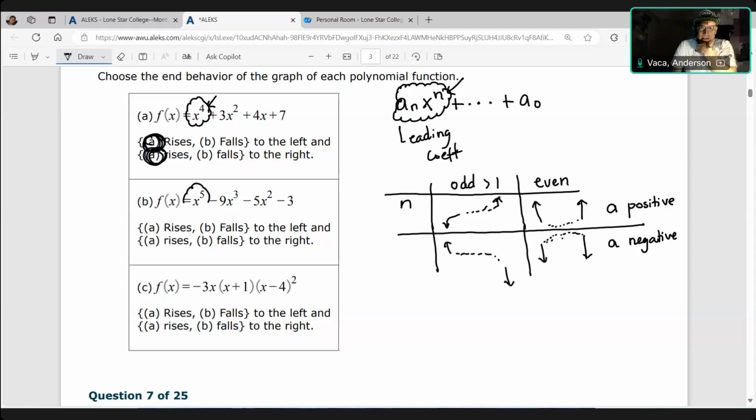Look at this polynomial and look at the leading exponent. The leading exponent is odd, greater than 1. We look at the leading coefficient, which is also positive. So it falls to the left and is rising to the right. Ooh, this one's tricky.